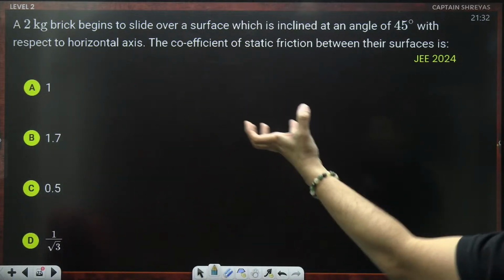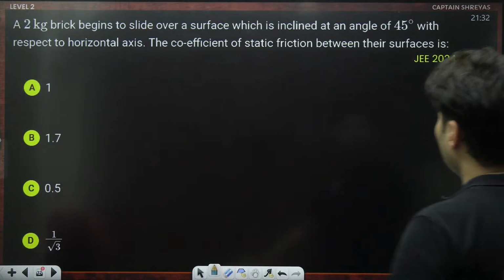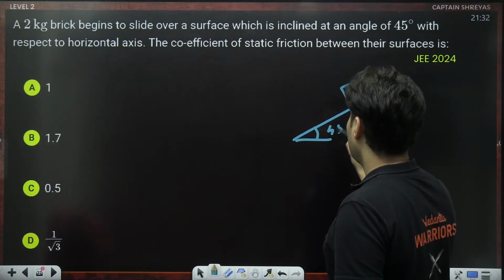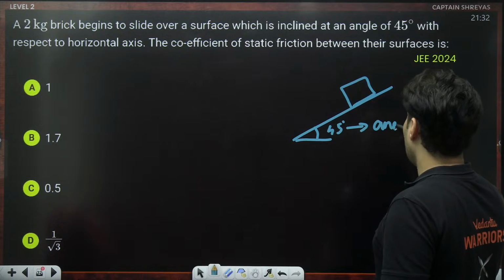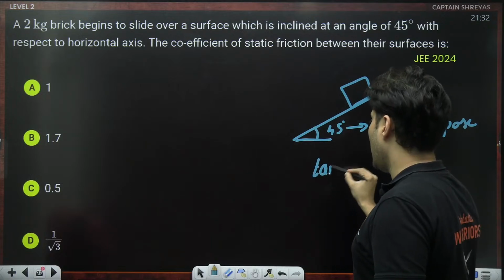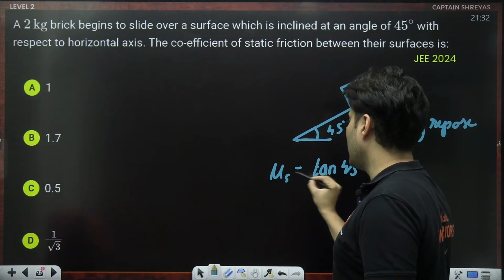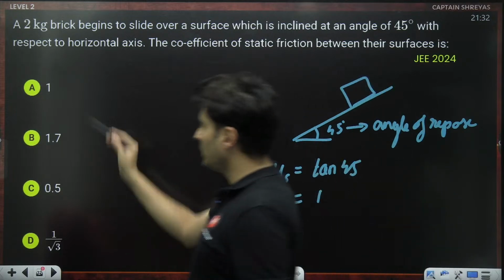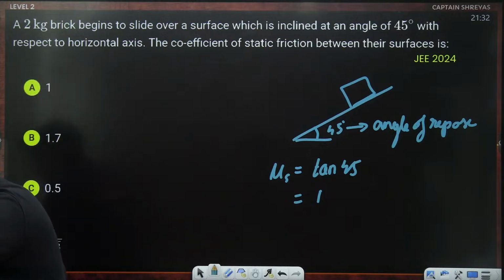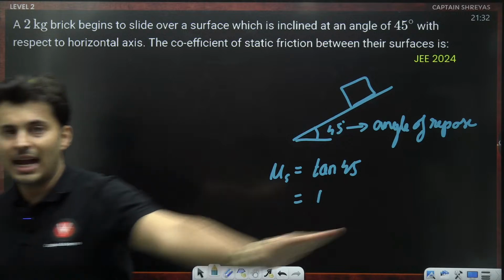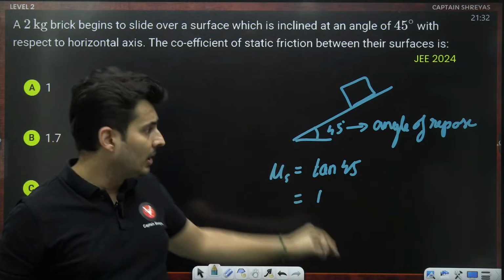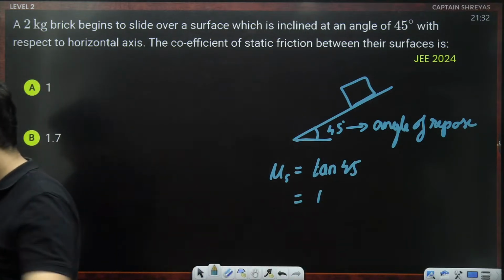A 2 kg brick begins to slide over a surface which is inclined at 45 degrees. Coefficient of static friction. It begins to slide at this angle, which means this angle is nothing but your angle of repose. So basically tan 45 is nothing but the static friction. Tan 45 is 1. So coefficient of friction is 1. Such an easy question came. Can you believe it? It just begins to slide. So the angle at which anything kept on an incline begins to slide, that critical angle, is the angle of repose. Correct.